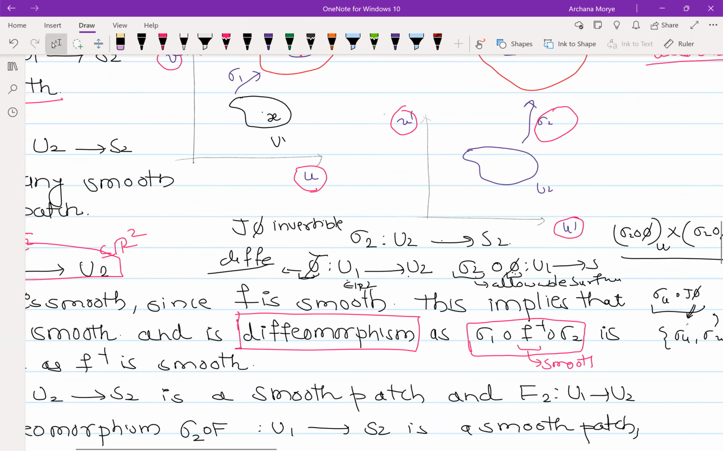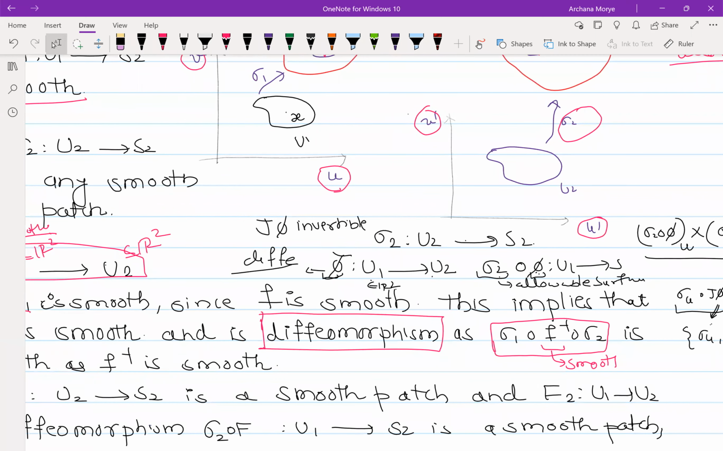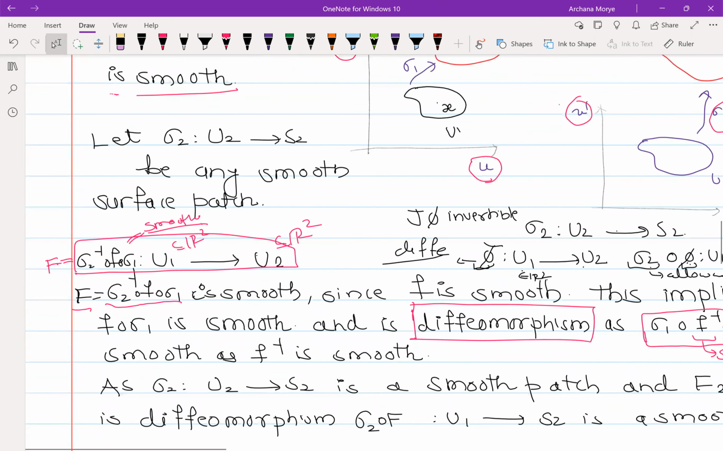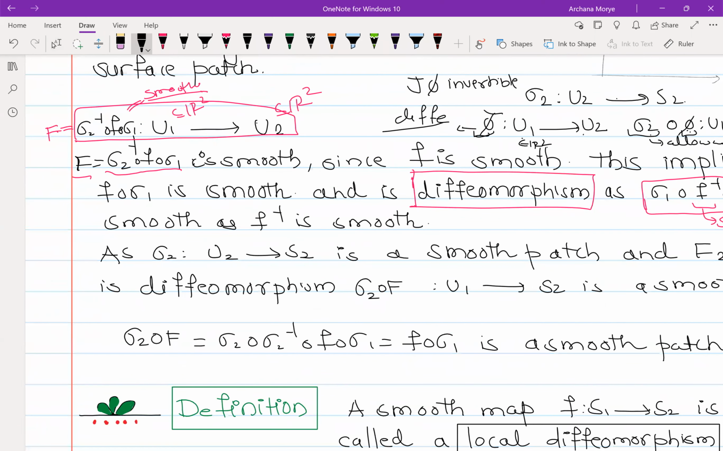Yes, ma'am. Right. So because of that, this is an allowable surface. And once this is an allowable surface, so in general, this is a statement. Now what you do is you take this sigma 2 of F. What is sigma 2 of F? This is going to be an allowable patch because of what we just discussed. F is given by sigma 2 inverse composed with F, right? This is the definition of my capital F. So if I substitute here, I'll get F for sigma 1, okay? So because of that, this is going to be a smooth patch. That is what we want to prove.